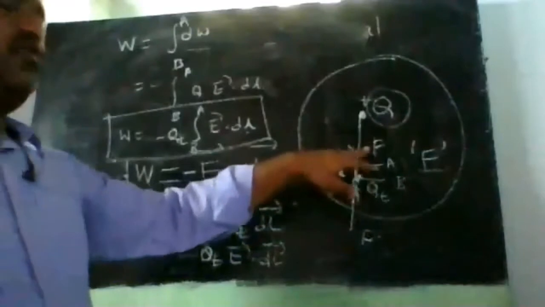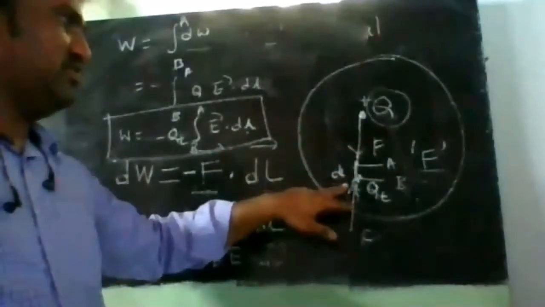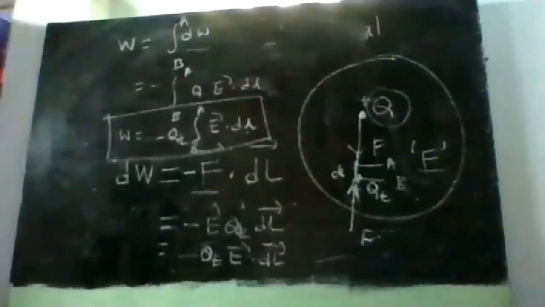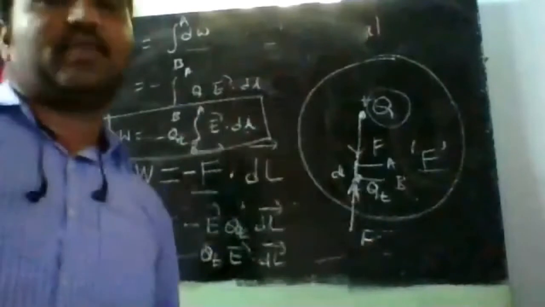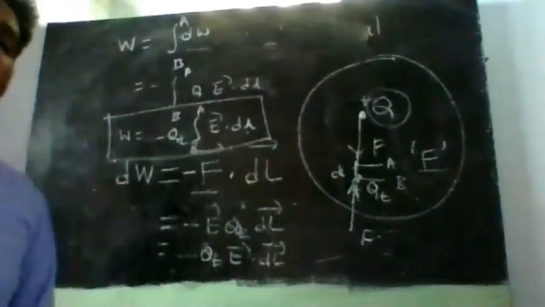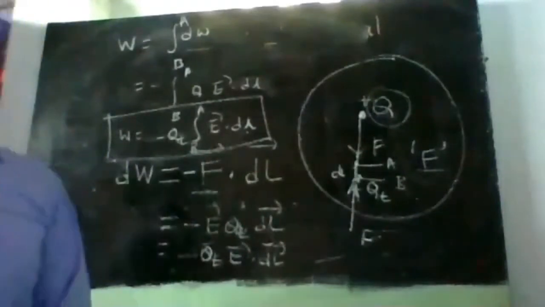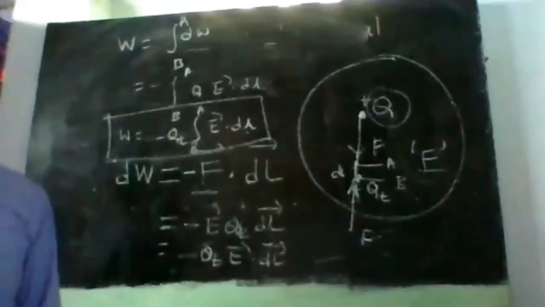So therefore, if I want to move this by a small distance, then I have to do some work. What is the work done? dW is equal to force into displacement, or force into distance. So what is the force? F bar. What is the displacement? dl bar. So F bar dot dl bar is the work done.